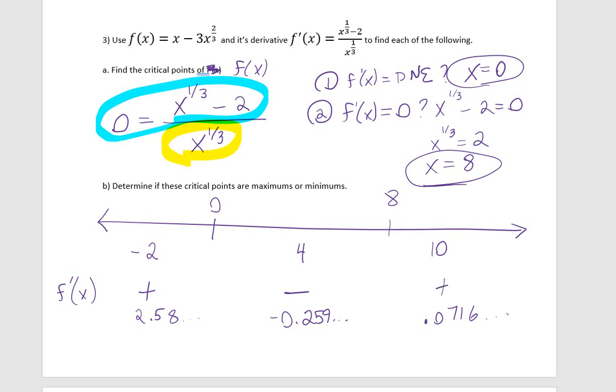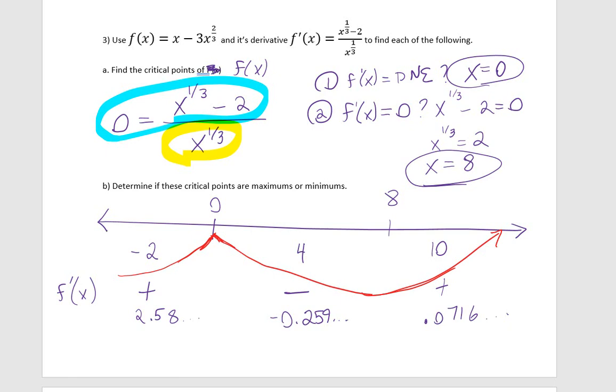So if I look at this graph, what's going to happen is I'm going to have it increasing, then it will decrease, and then it will increase again. Notice that here I have a pointy part. That's because the derivative does not exist, so that means it's going to be a point. And here I have this smooth little valley. That's because the derivative is equal to 0.